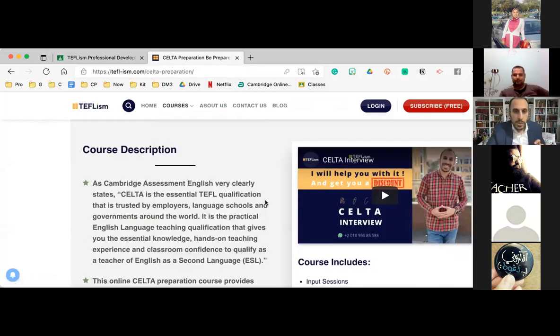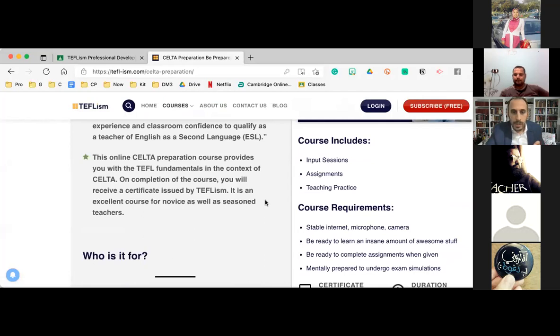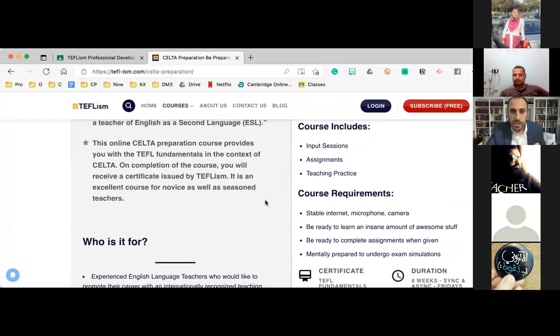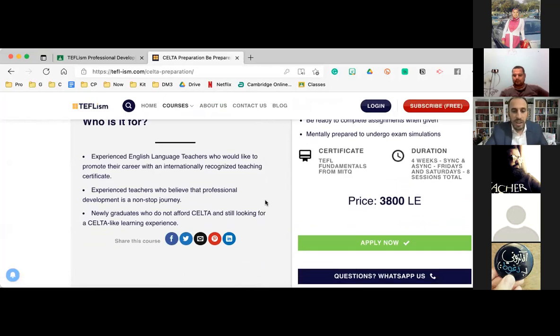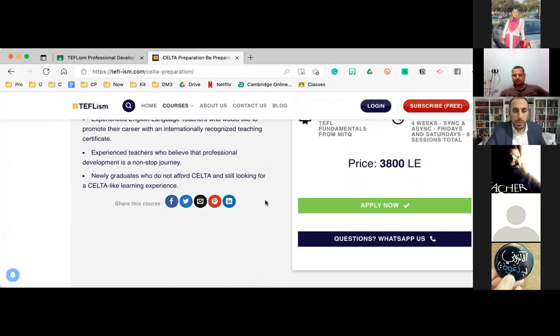This is the course description. We have input sessions, assignments, teaching practice. Who is it for? A wide variety of people.